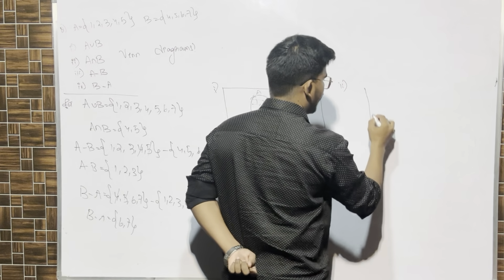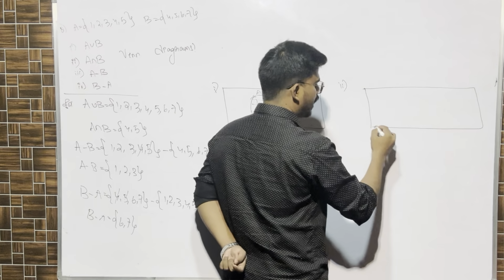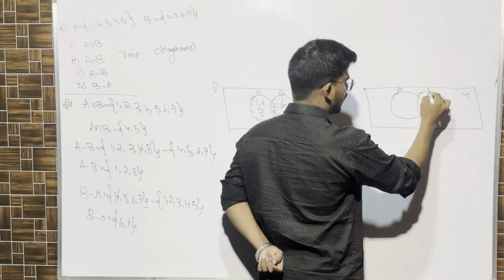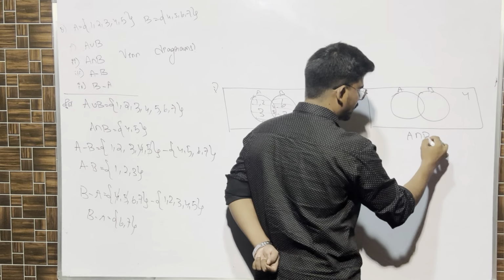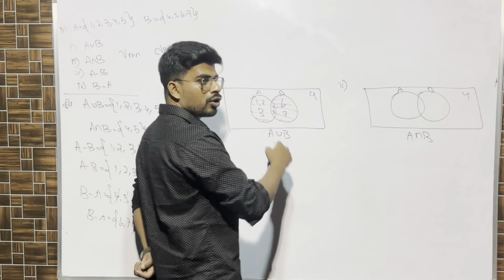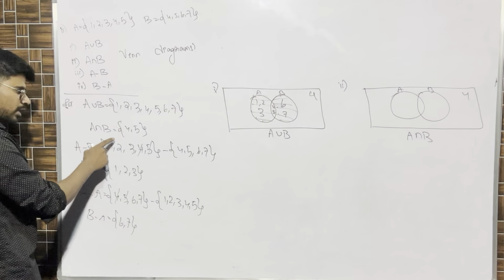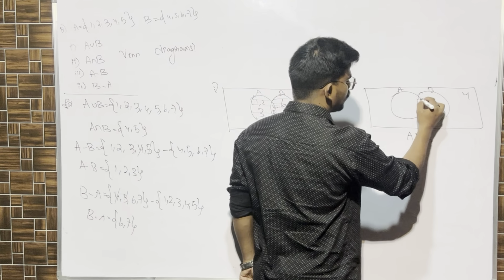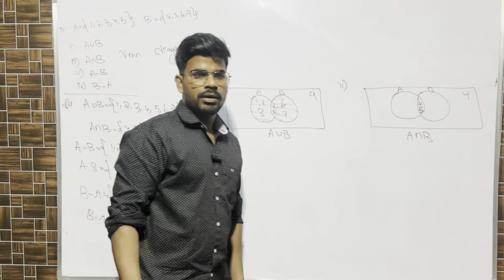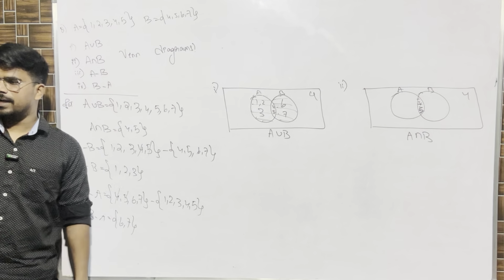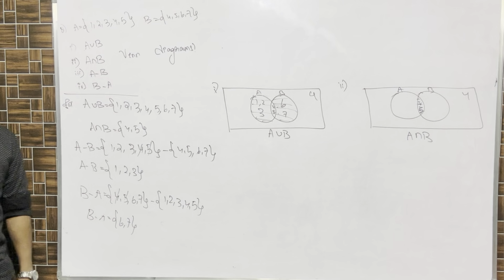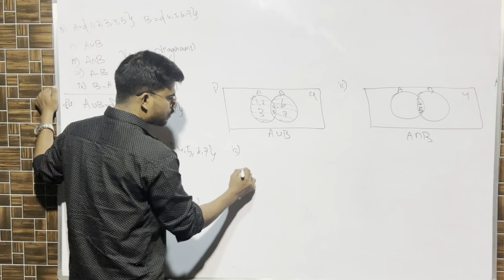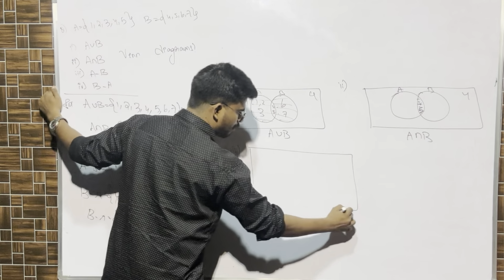Second one, A intersection B. Mu, set A, set B. This is A, this is B, this is A intersection B. Only the common terms you have to write. What are the common terms? 4 and 5, and you just have to shade the middle part. In union, you have to shade both the circles, and in intersection, you have to shade the middle part, the common area.